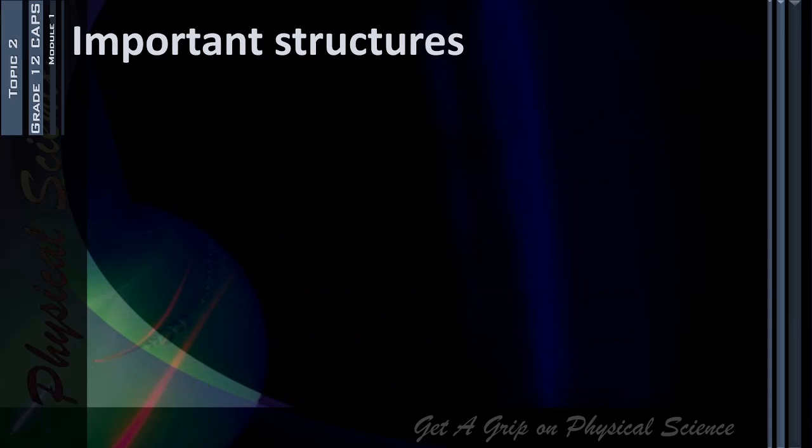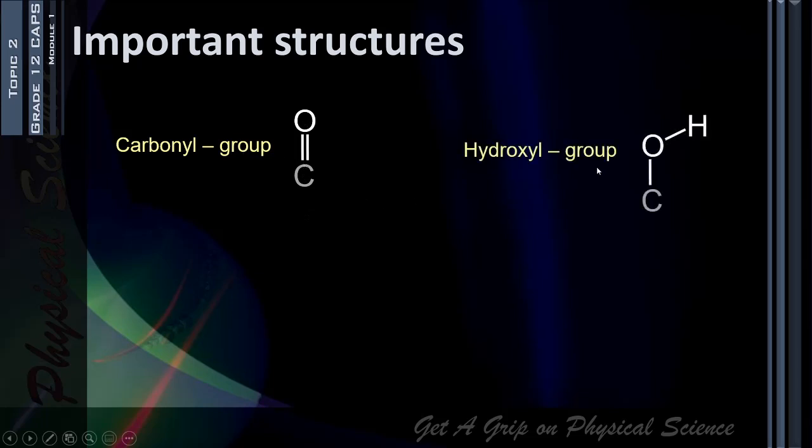There are 4 important structures that you must be able to identify and name. The first one is a carbon that's bonded to an oxygen with a double bond. We call this a carbonyl group. Then we have a hydroxyl group. A hydroxyl group is a carbon that's bonded to an oxygen, and that oxygen must be bonded to another hydrogen.